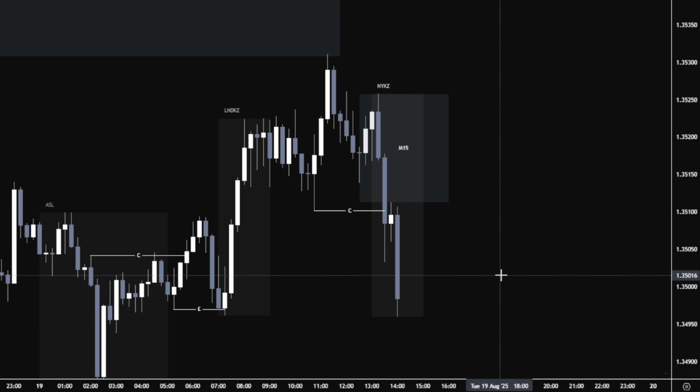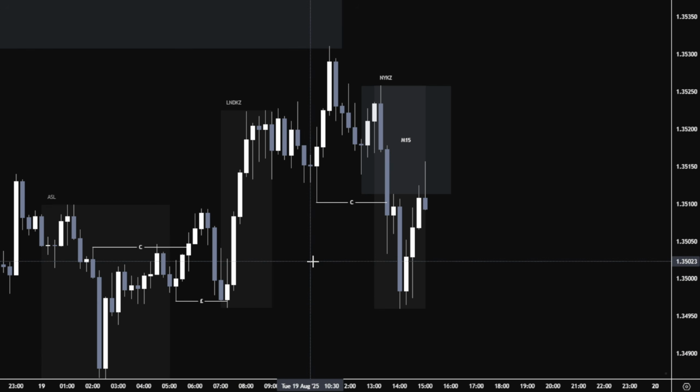The M15 has now broke bearish, which is aligning with a H4 bias. So what we're going to be looking for here is an M15 pullback into our area of interest. So let's just see. We're tapping into the zone here, right? So what we're going to be doing now is jumping down to the M1 time frame.